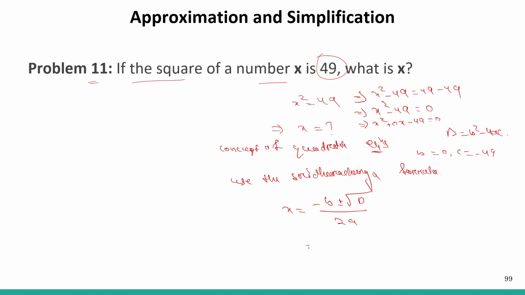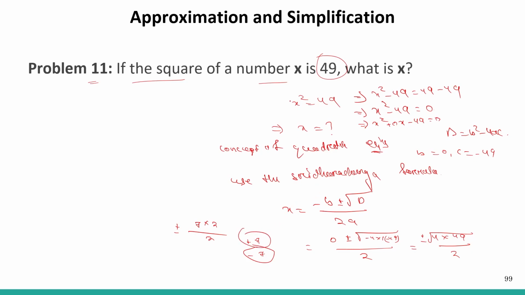So evaluating this, we are left with minus b, that is equal to 0, plus or minus root over of minus 4 into a, that is equal to 1, into minus 49, whole by 2. So it will be equal to what? Root of 4 into 49 by 2, plus or minus. So it will be equal to 7 into 2 by 2 plus or minus. So one answer will be plus 7 and another will be minus 7. So these are the roots here.